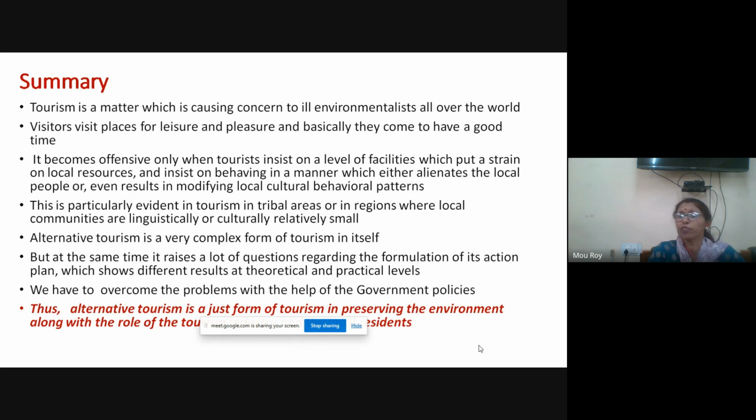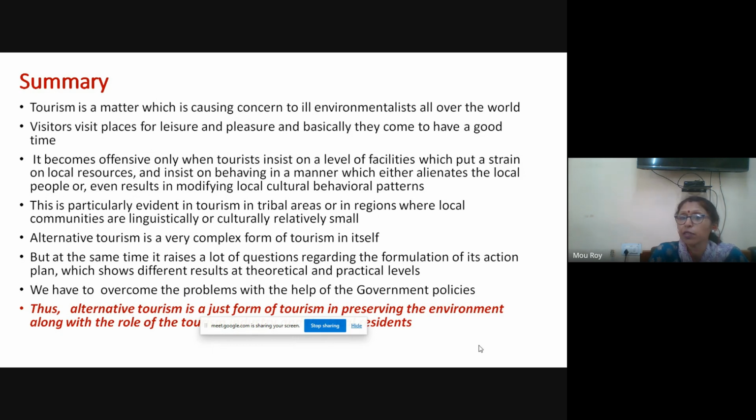Now, if I go to an eco-tourist destination, and I want a sauna, I should have a swimming pool costume where I can go for swimming and all. That you cannot find there. You have to adapt yourself to that natural beauty. So don't try to put a strain on the local resources, okay?